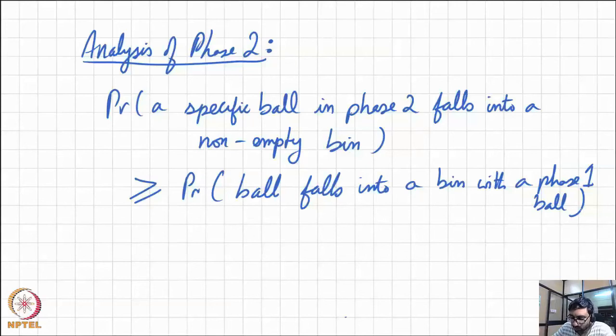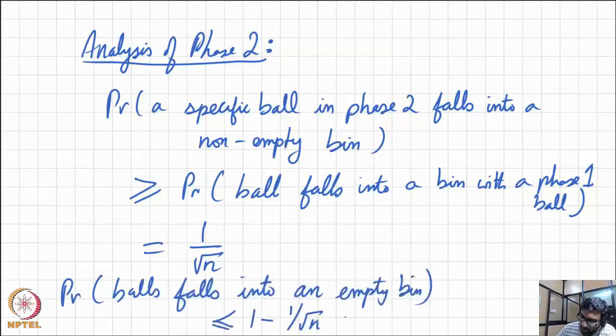So the phase 2 could have brought in a few extra balls before our specific ball comes into the picture, right? So we're going to ignore all of those balls. We're just going to bound this probability by the probability that the specific ball falls into a bin with a phase 1 ball in it. And this we know is equal to 1 over square root of n, which implies that the probability that the ball falls into an empty bin is at most 1 minus 1 over square root of n.